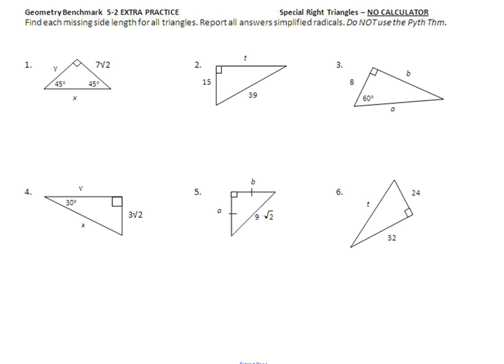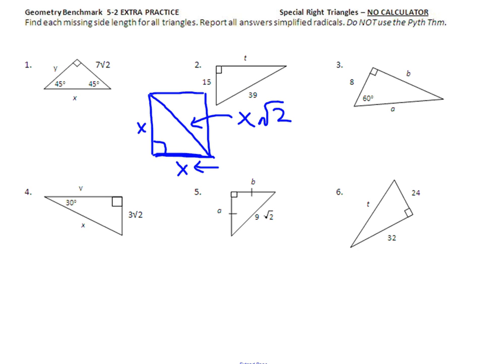So with the 45, 45, 90, I want you to imagine it's half of a square. Okay. So, we're going to cut this square in half. So you always know that these two sides are the same length. And if we use the Pythagorean theorem, we'll find out that that third side, or that hypotenuse, is always whatever a leg is times the square root of 2.